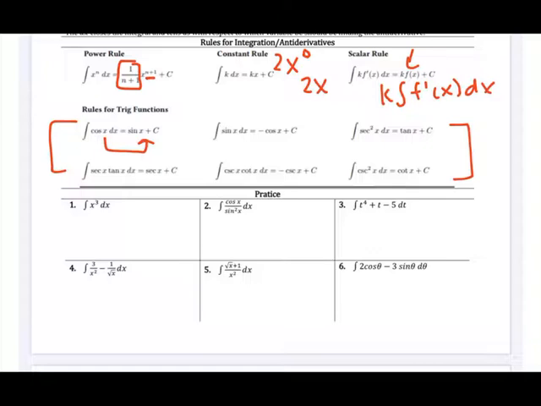So let's look at some examples. I recommend that you pause this video, you work through as many of 1 through 6 as you can, and then you unpause and watch me go through each of these problems.